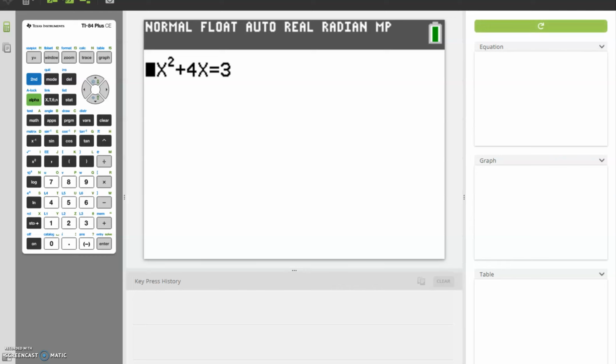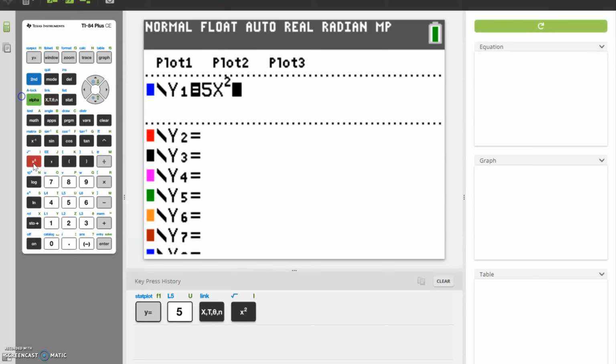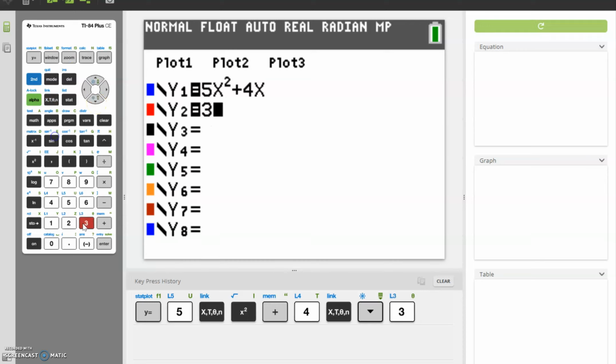So we're going to go ahead and revisit one of our problems from the last video: 5x squared plus 4x is equal to 3. In this situation, when you have terms on both sides of the equation, we're going to use our intersect function on our calculator. As a refresher, we go into the y equals screen and start typing in what we see on the left side of the equation. So in that case, we had 5x squared plus 4x. And then the right side of the equation will be written on another line. The right-hand side just had 3.